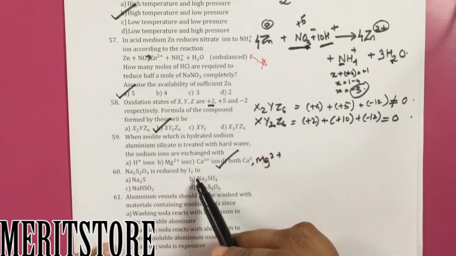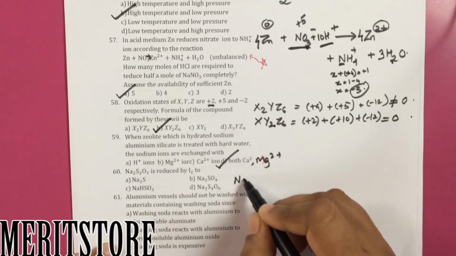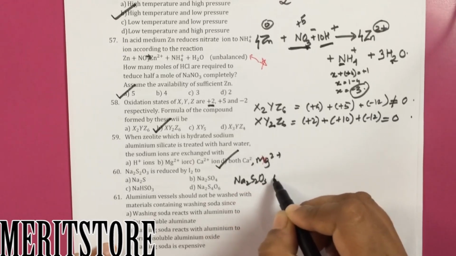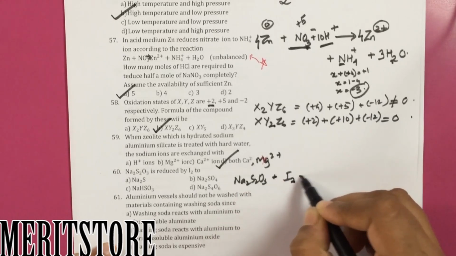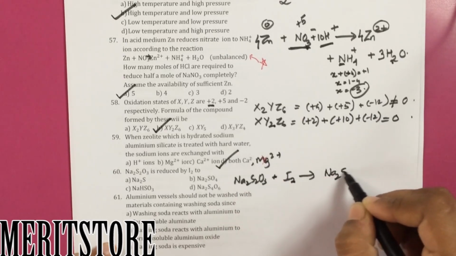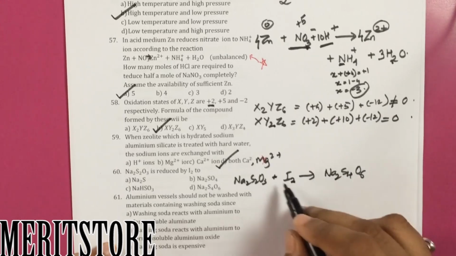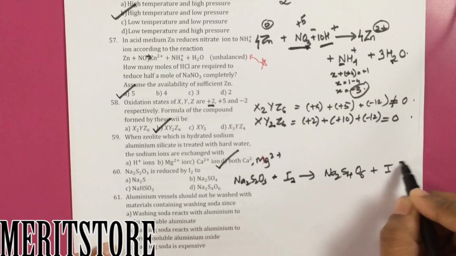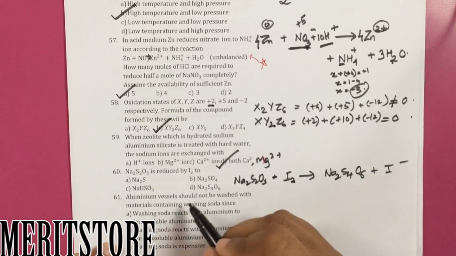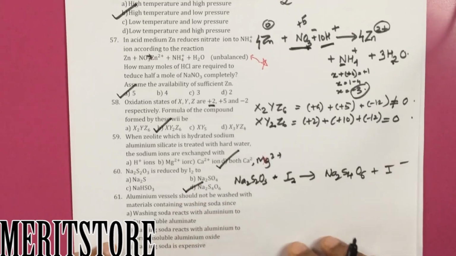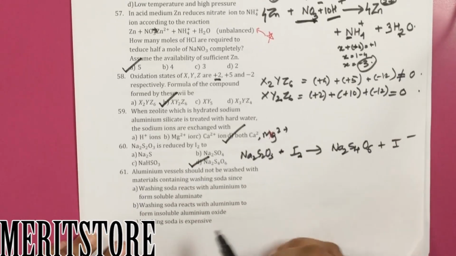Question number 60. Na2S2O3 is oxidised by I2. When Na2S2O3 is allowed to react with I2, it gives us the formation of Na2S4O6, where I2 itself undergoes reduction to give I minus. Therefore option D.